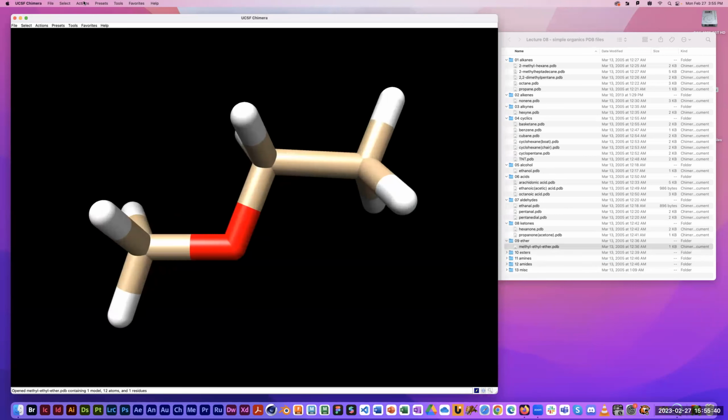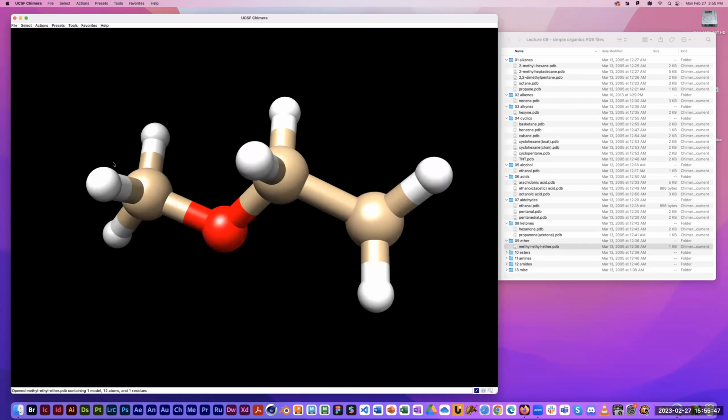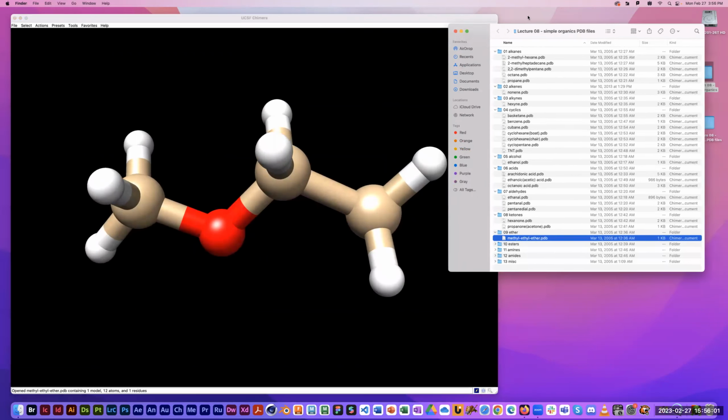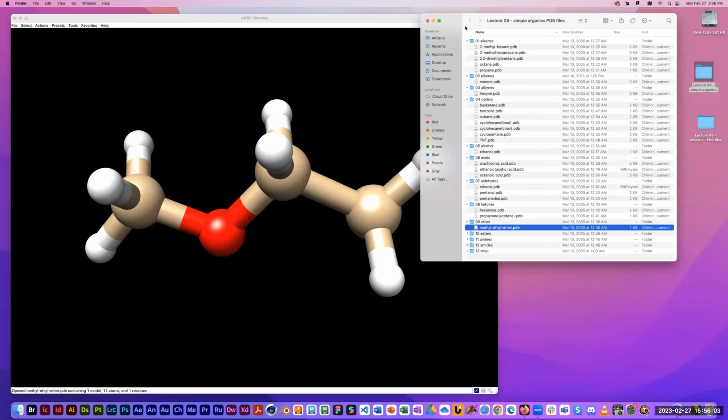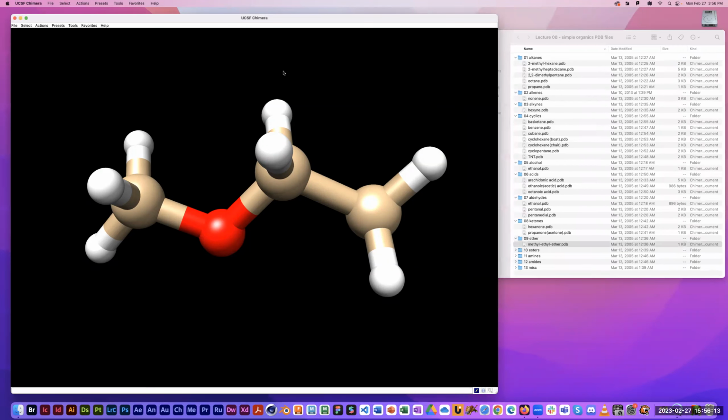Here's an ether. So we've got a methyl group on one side and an ethyl group on the other side. They've been joined by this oxygen. If you look on my desktop at the name of the file, it says methyl ethyl ether, but I believe it's actually more correctly called ethyl methyl ether because you name the alkyl groups in alphabetical order. So ethyl methyl ether.